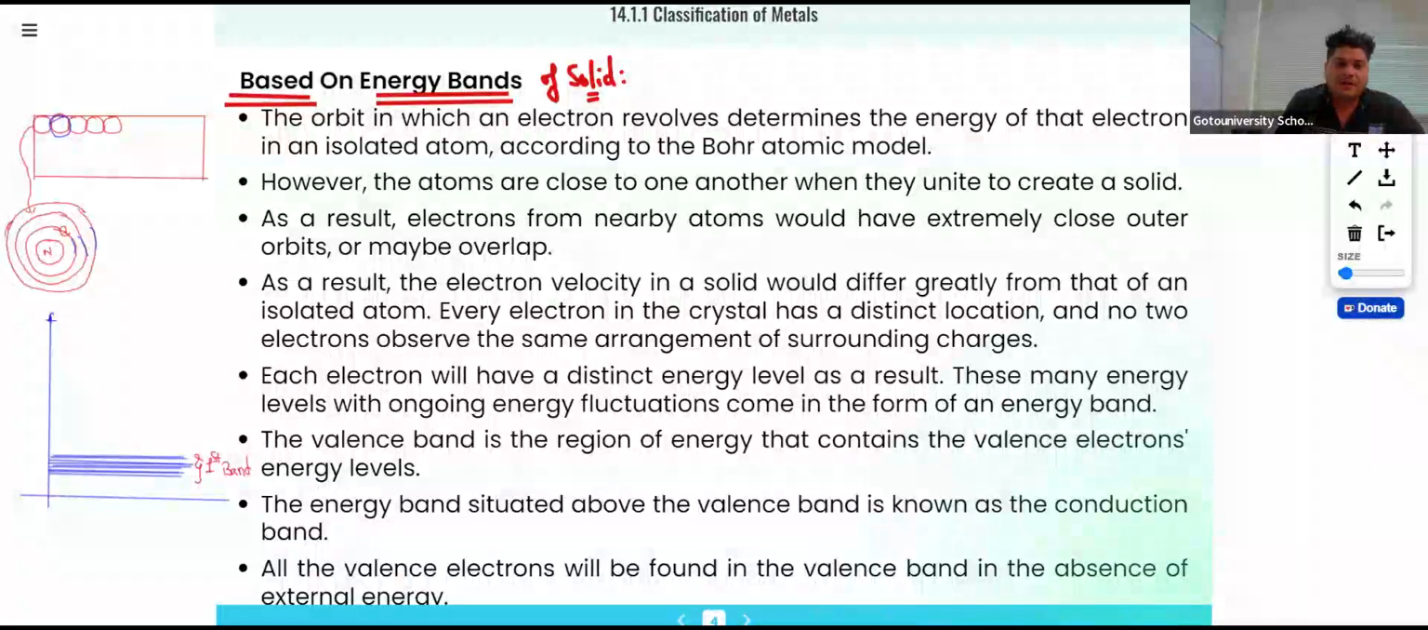Now if I am plotting the energy from a second shell electron, I'll get the second band. This is the energy of an electron from the second shell. Now, like this, if I plot, this will be your second band.